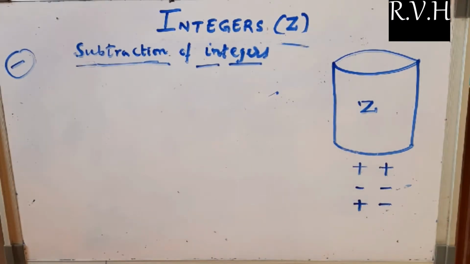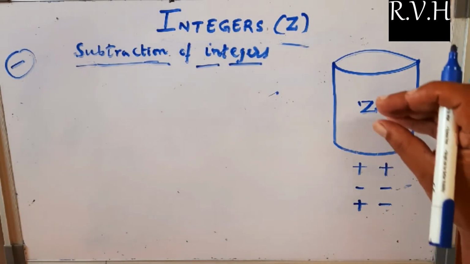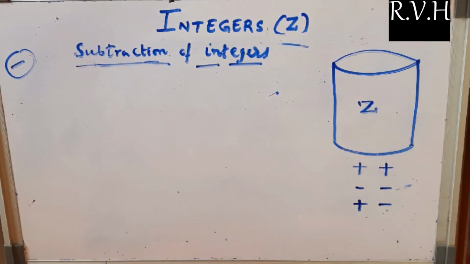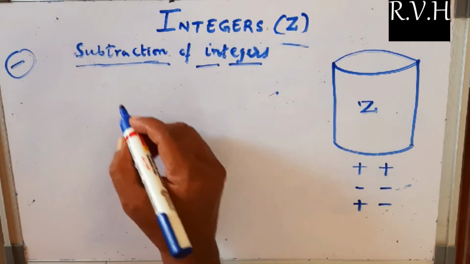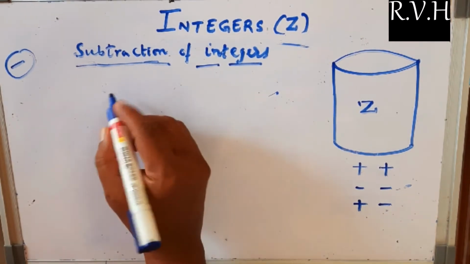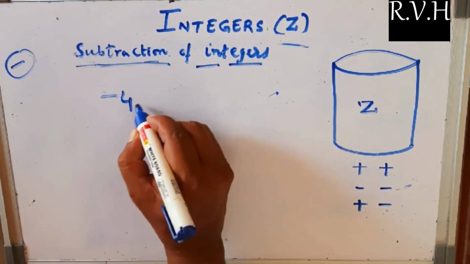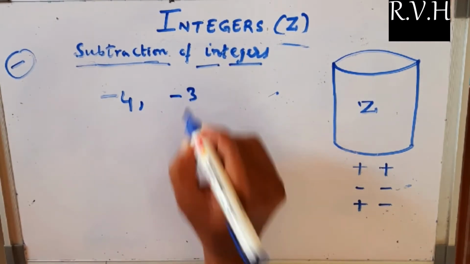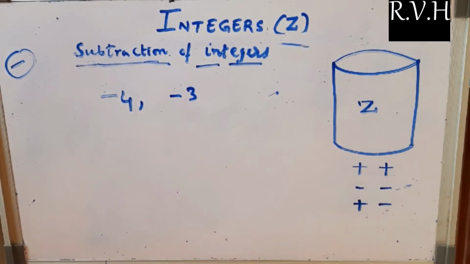Now, case 2, type 2. Suppose we take 2 slips out of it, and suppose we get 2 negative numbers. For example, minus 4 and minus 3. You can take big numbers, minus 40, minus 39, like that. But we do not have that many blocks with us, right? That's why I'm using small numbers. Suppose we get minus 4 and minus 3.